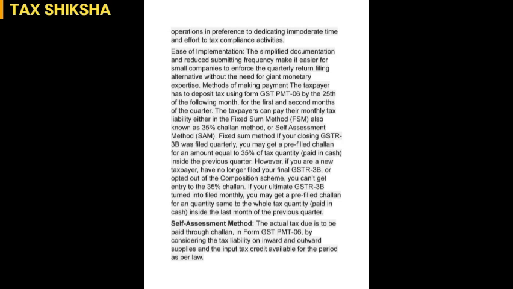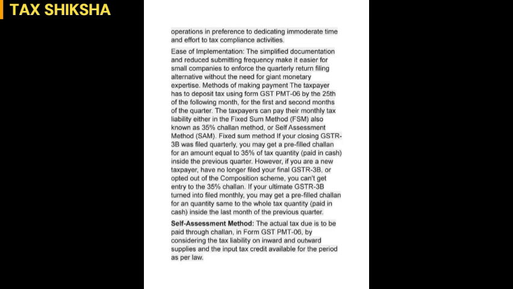Methods of making payment. The taxpayer has to deposit tax using Form GST PMT 06 by the 25th of the following month, for the first and second months of the quarter. The taxpayers can pay their monthly tax liability either in the fixed sum method, FSM, also known as 35% challan method, or self-assessment method, SAM.